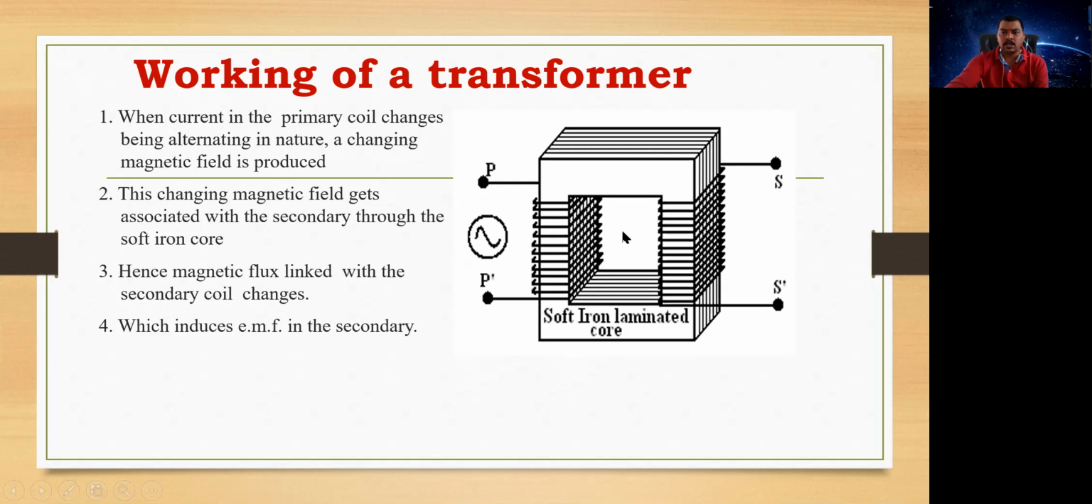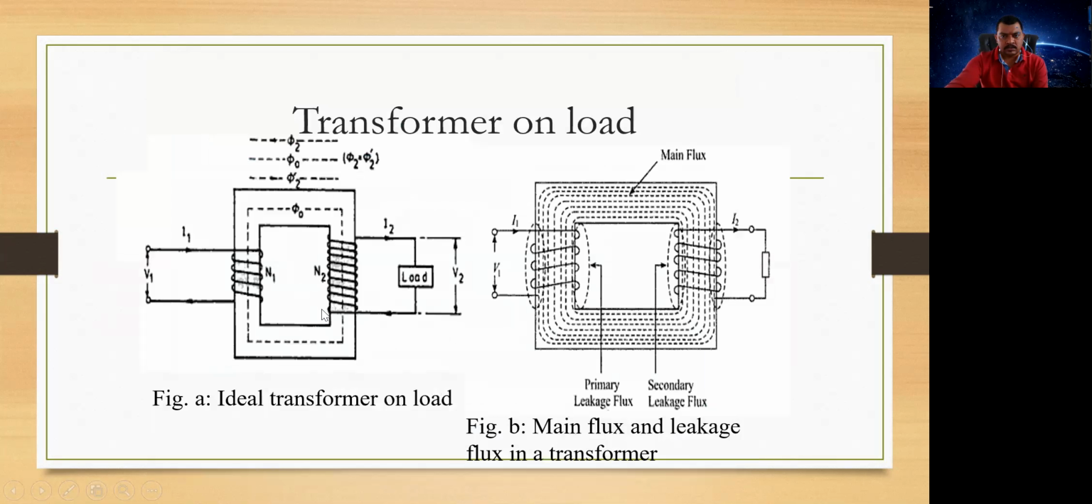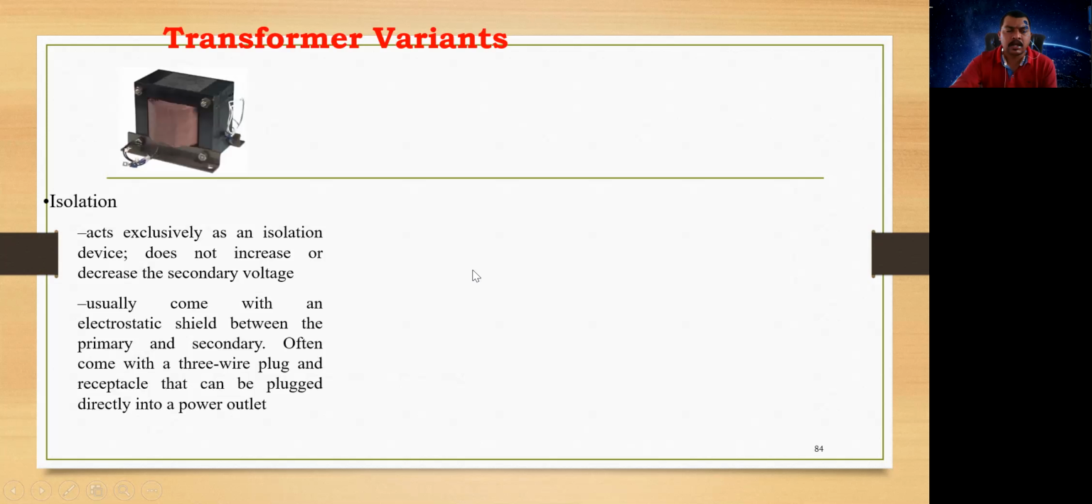So this is a primary coil, and AC supply is passed through this primary, and from the secondary the AC voltage is used. These are single phase transformers that we are going to use, and these are transformers on load whenever we connect it to the load resistance. So these are ideal transformers on load without leakage, and these are with some leakage over there. So that is how they work. So I guess these are some of the variants that we are using.